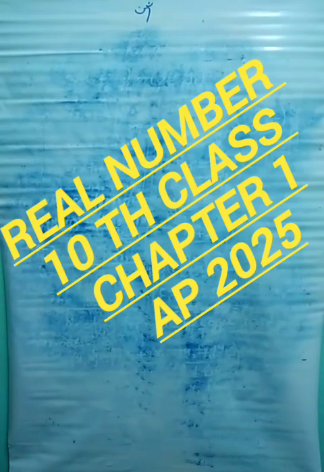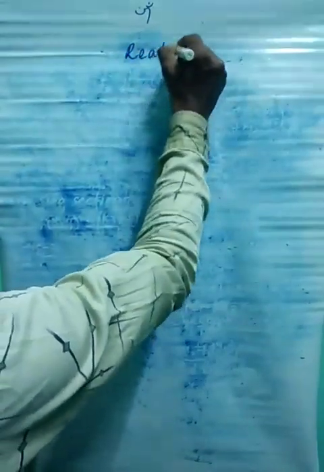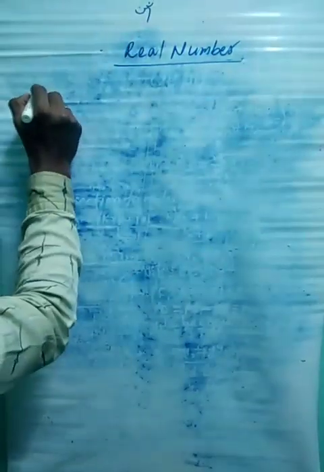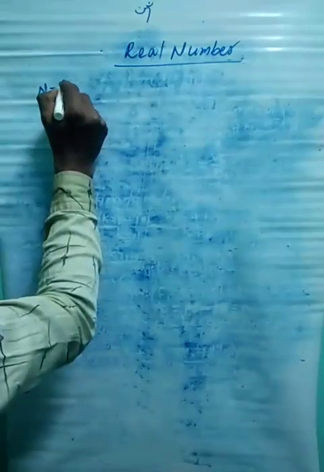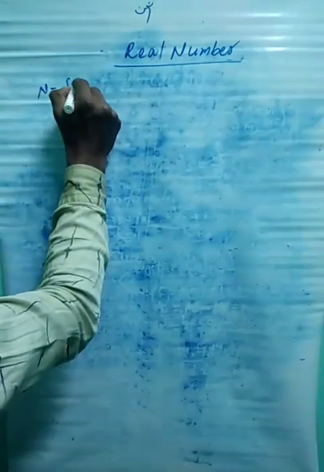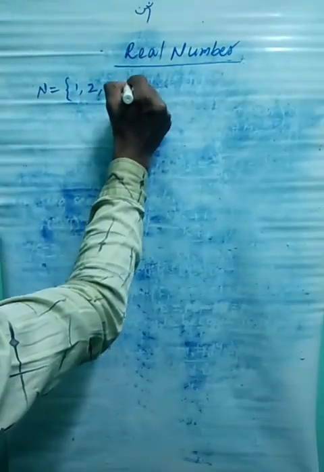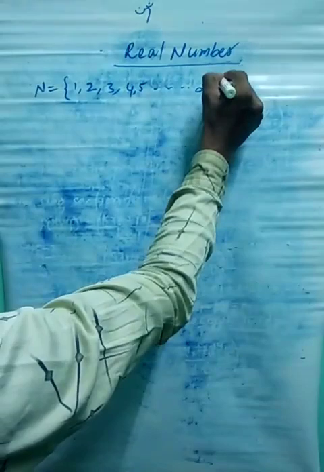Today, we are going to discuss real numbers in Chapter 1, 10th class. Before we discuss real numbers, we want to know some basics. Natural numbers are all the countable numbers, starting from 1, 2, 3, 4, 5 and so on to infinity. These are the natural numbers.